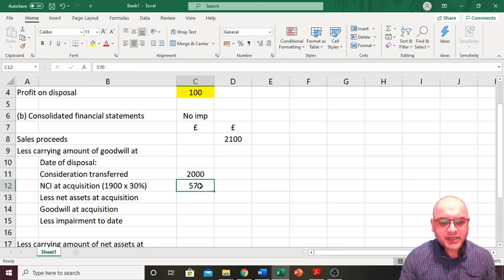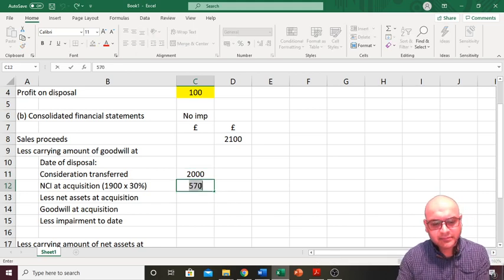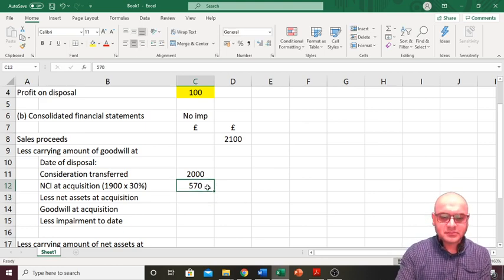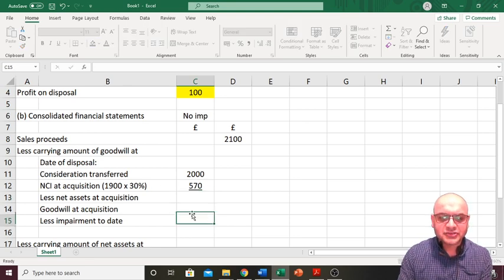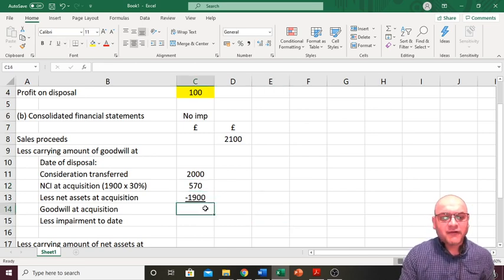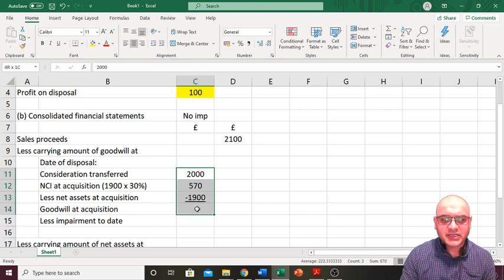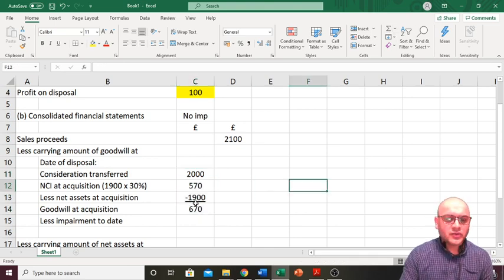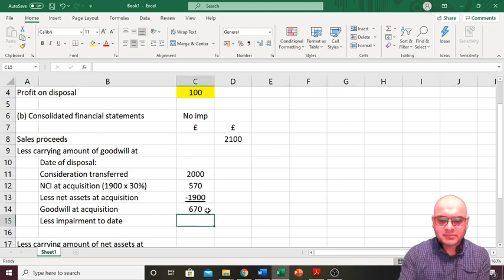Now from here, if we deduct the total net assets of the subsidiary on the date of acquisition, let's remove the underline from here, what we'll find is goodwill at acquisition date. So let's do a little total. So the goodwill on acquisition date was 670. Now there was no impairment in this particular scenario. Remember, no impairment. So we can put 0.